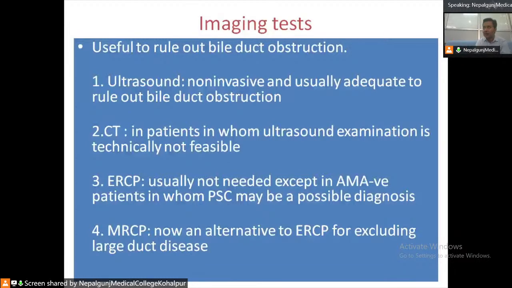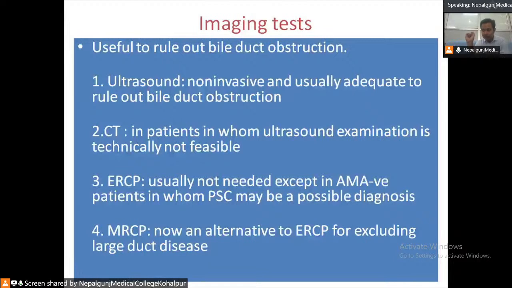The first imaging is ultrasonography. It is easily accessible. It is a very non-invasive test. In every center, everyone can do this imaging. Not only radiologists, even hepatologists and gastroenterologists can also do this procedure. So ultrasound is usually done to rule out bile duct obstruction.